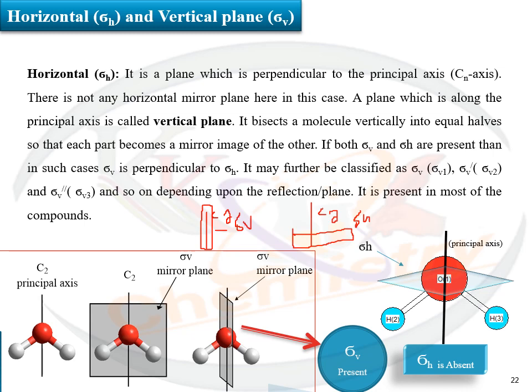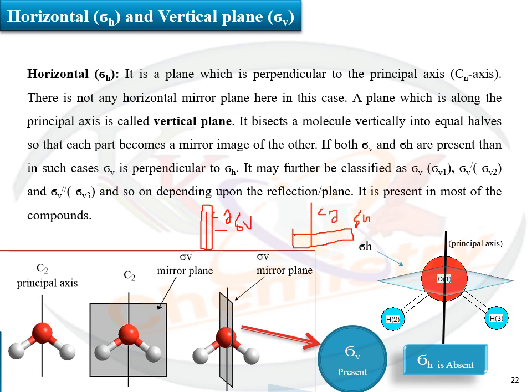Now on the left side, half oxygen and one hydrogen; on the right side, half oxygen and one hydrogen. This can also be taken as placing a plane in front of this water molecule. It will reflect this water molecule. So sigma v is present.